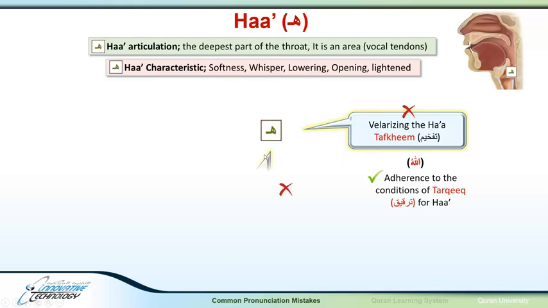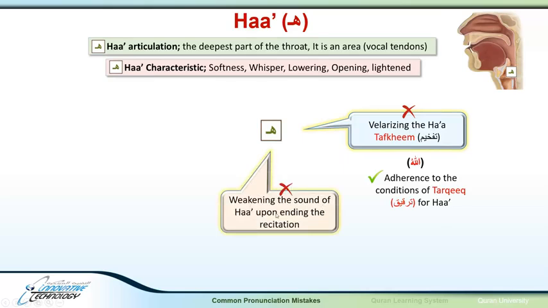The second mistake for the ha is weakening the sound of the ha upon ending the recitation or stopping on it. An example will explain that: فعلوا, without really making a ha, as if it ends with a waw without a ha. This is wrong. The right way of pronouncing it is فعلوا. So there is a ha, but it's a light one. Make sure to clarify the ha.